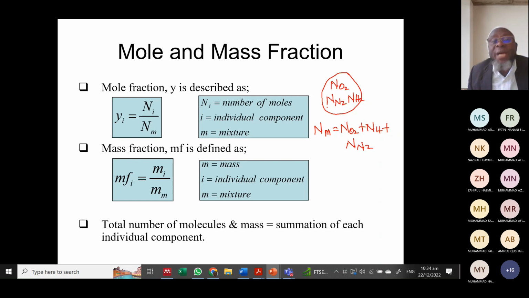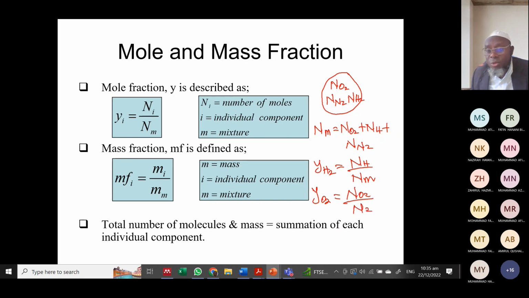If I want to find the mole fraction of hydrogen, for example, call it Y. By definition, the mole fraction of hydrogen is the number of moles of hydrogen divided by the total number of moles of the mixture. That's it. Similarly, the mole fraction of oxygen is N oxygen divided by the total number of moles in the mixture. So this is how we estimate mole fraction.